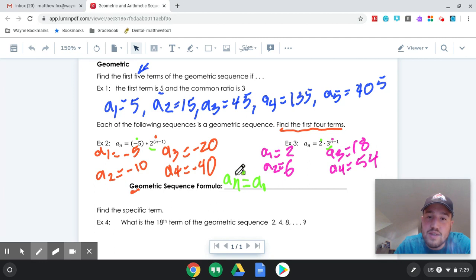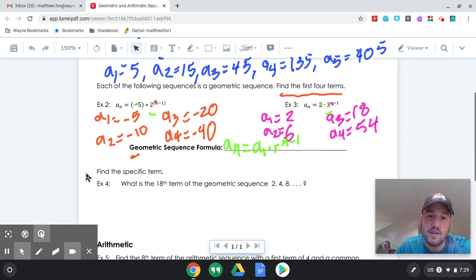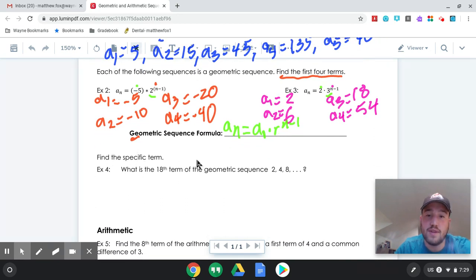Now, because the initial term is here, our common ratio will be multiplied by that initial term, but it's always raised to the n minus 1, because we want that first one. If we plug a 1 in there, I need it to cancel out, and we're left with just a sub 1 there.